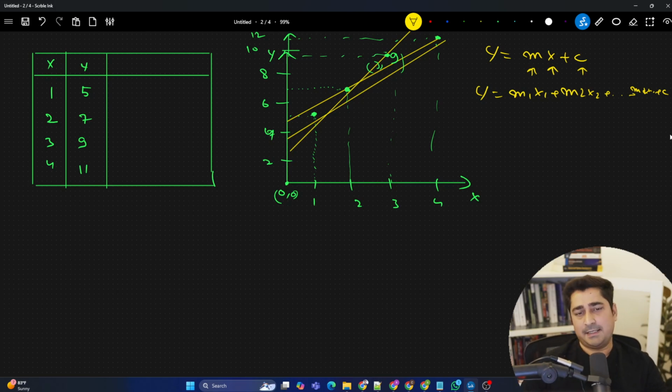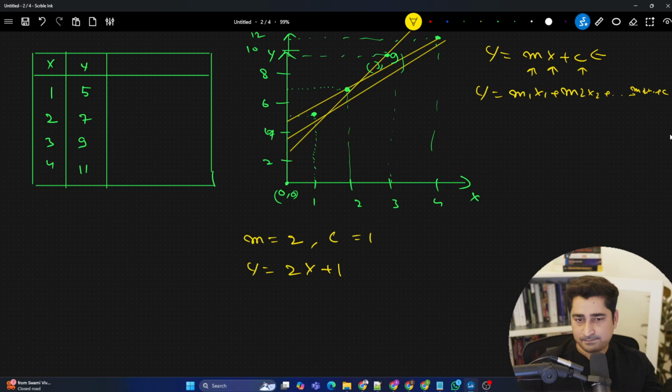So hypothetically, let's try to consider a value of m equal to 2 and the value of c equal to 1. I don't know whether this is the correct value or not. I'm not having any idea. Literally, I don't have any idea. So I'm just trying to take some random value of m and some random value of c. So now my equation will become 2x plus 1.